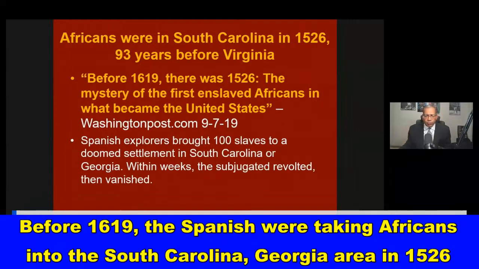There's a good article from the Washington Post, September 7th, 2019, that deals with this history. 1526 is not talked about a lot, okay? And those Africans, there was an uprising, they overthrew their oppressors, and they ran away, and it's believed they went to live with Native Americans. So the Spanish tried to set up the settlement, but it was a failed settlement.